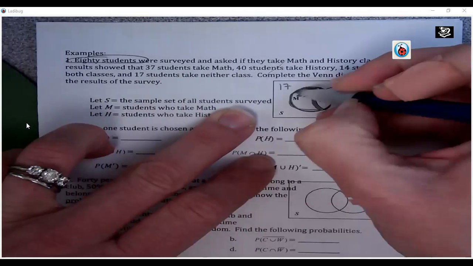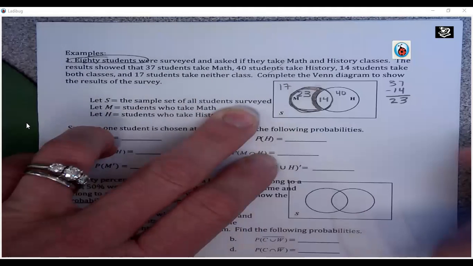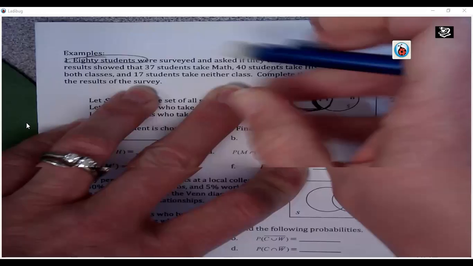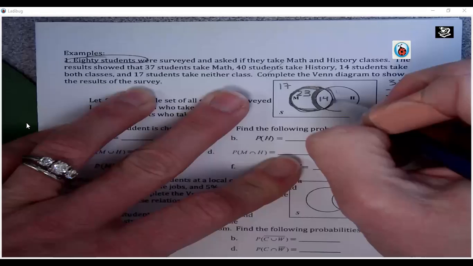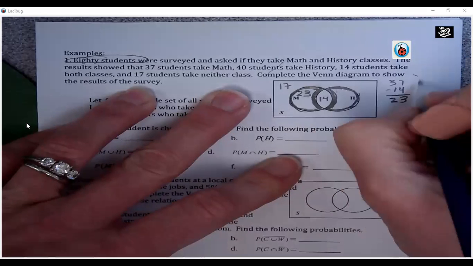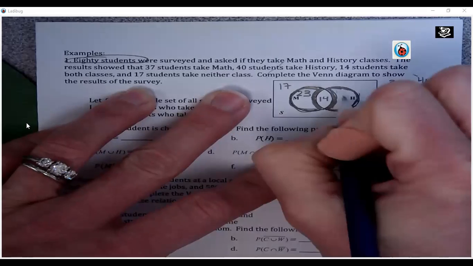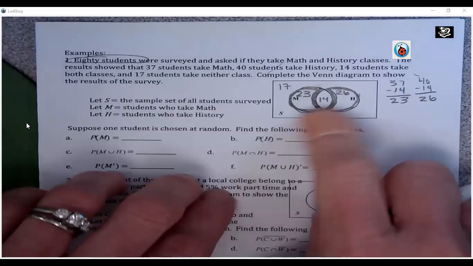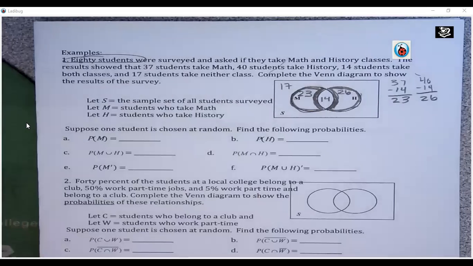Okay. What about how many students take just history? Somebody who didn't answer right before. How do I find out how many students just take history? 40 minus 14. Thank you. 40 minus 14, that gives me 26. Now somebody add up all of our numbers. What do you get when you add up those numbers?